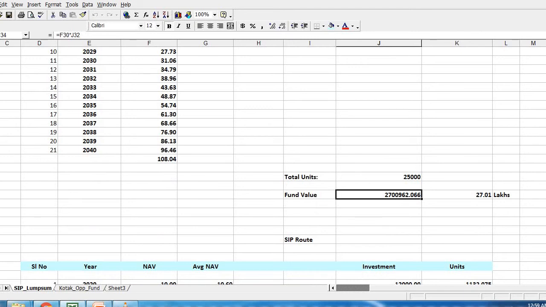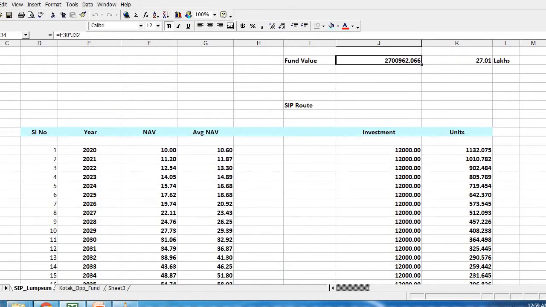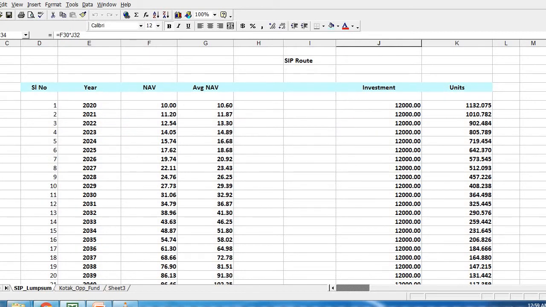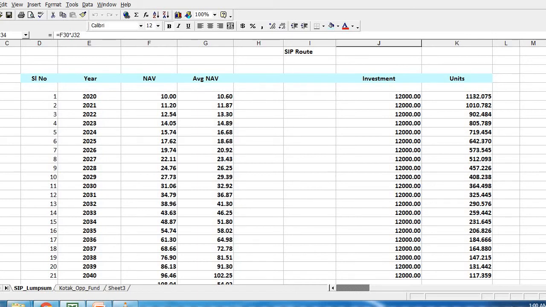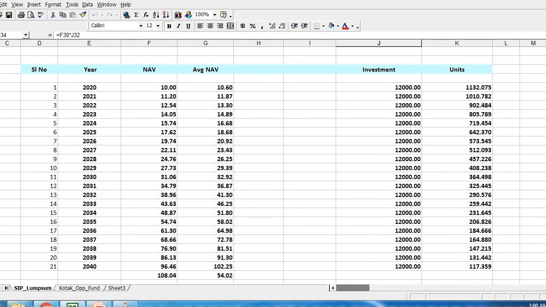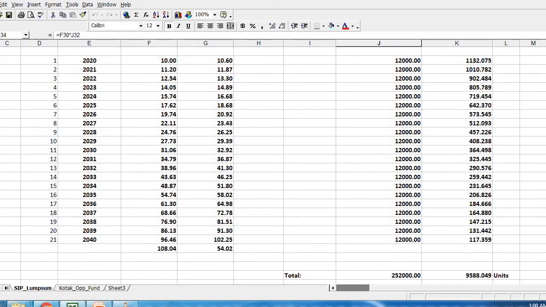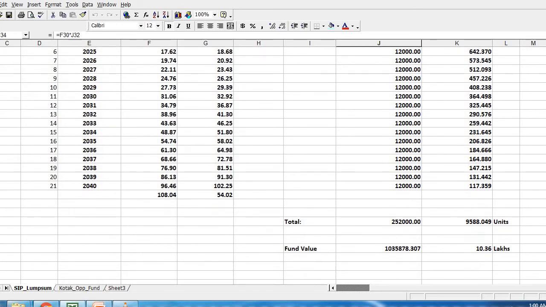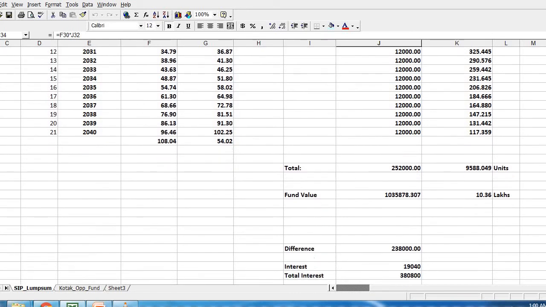Now the same thing via the SIP route: we invest only 12,000 rupees per year. In the first year we accumulate 132 units, and for the next year, based on the average NAV for 2021, we accumulate 1,001.78 units, and so on. As the NAV increases, the units accumulated reduce, and at the end of 20 years we have a total of 9,588 units. So the fund value will be 9,588 into 108, which comes to 10.86 lakhs. That is half of the value we would have got by investing at the lump sum level at the start, in the NFO at 10 rupees.